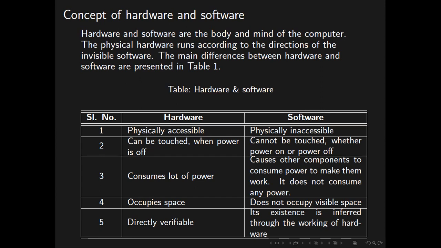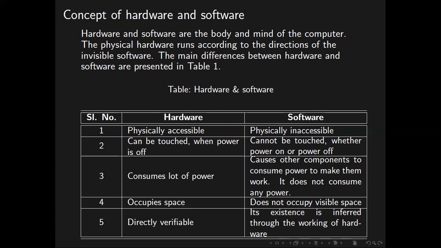Similar to that, hardware consumes a lot of power, whereas software does not consume any power directly. Hardware is directly verifiable. Do you have a processor? You can open the motherboard and check whether your processor is available or not. Whereas you cannot check whether Windows is available unless you power it on. You know software through its working. You know hardware through physical value.